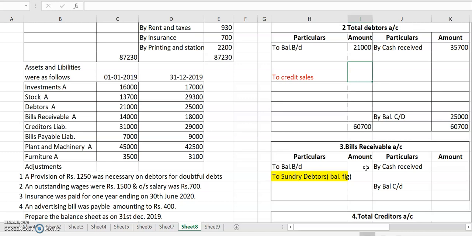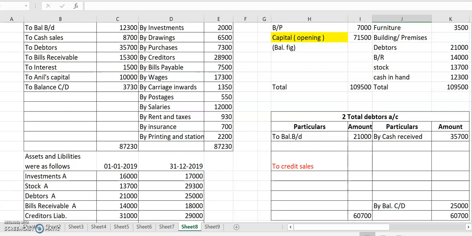Now we start with the bills receivable account. First, you have to prepare the bills receivable account. Opening balance, see here, bills receivable 14,000 and closing balance of bills receivable 18,000. So 14,000 opening balance, that is the balance brought down. Assets are always recorded on the debit side, and the closing balance is 18,000 for the bills receivable. Then we move towards the summary of the cash book, to find out if any balance is present here.